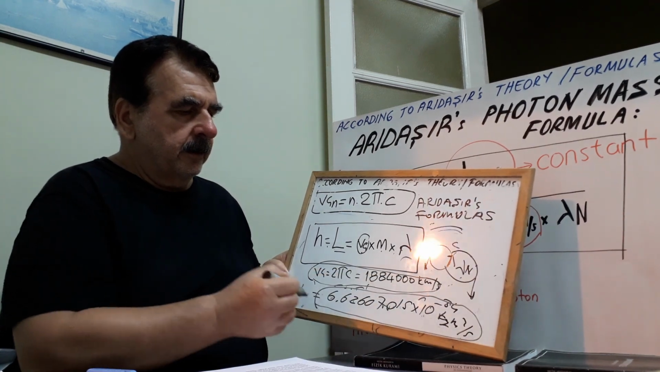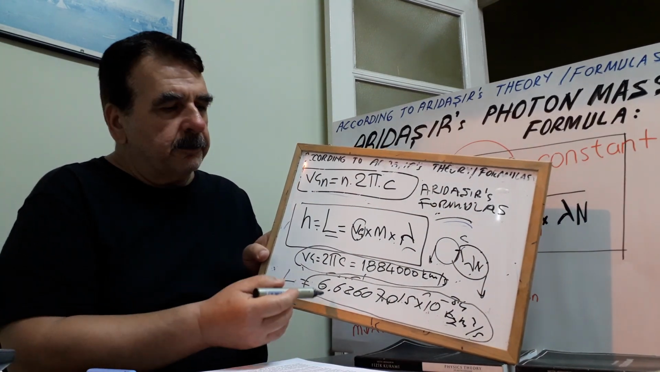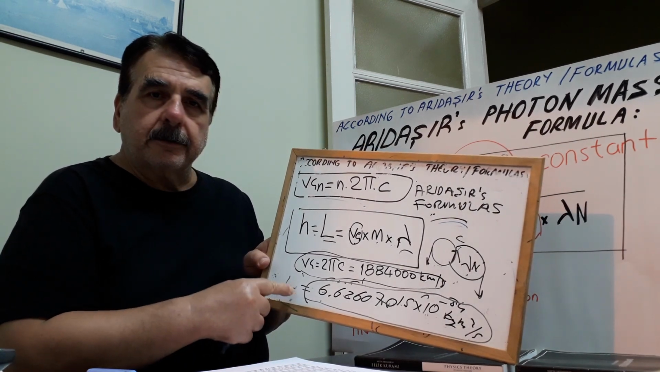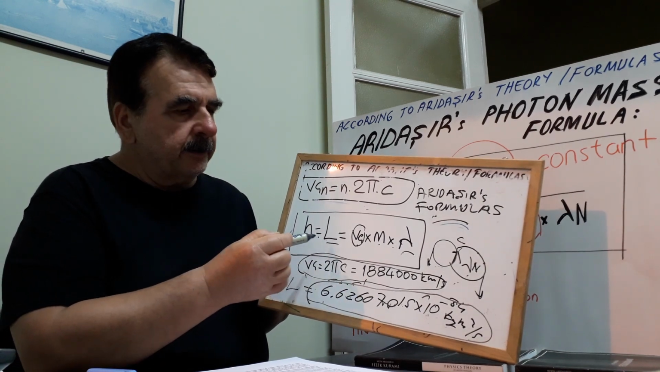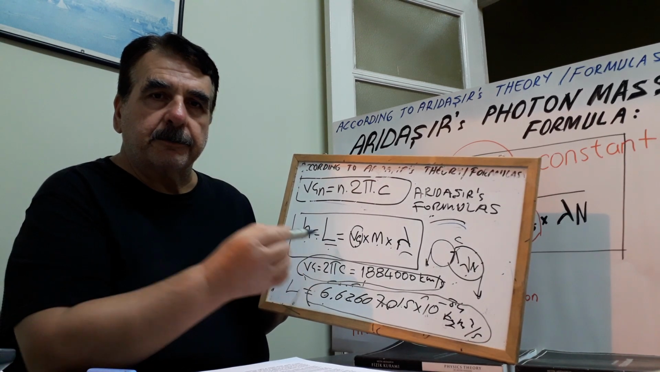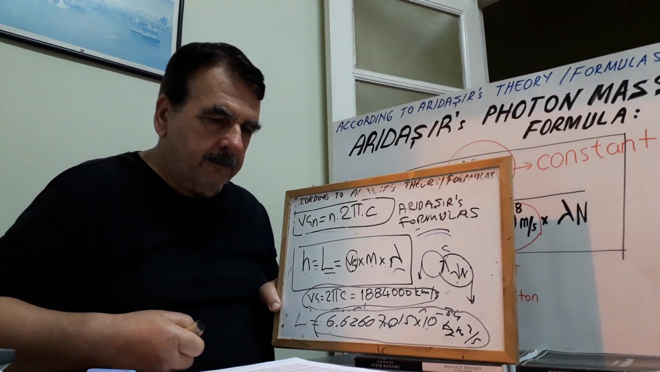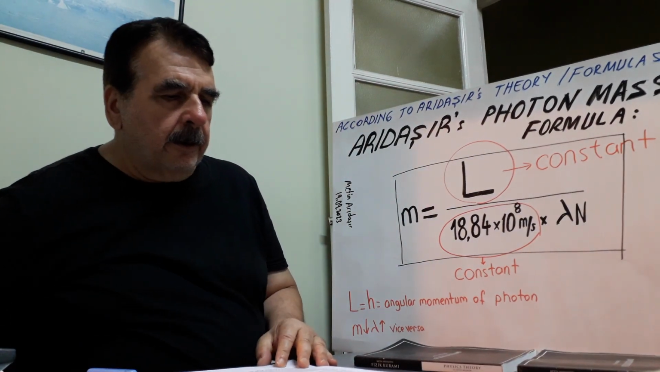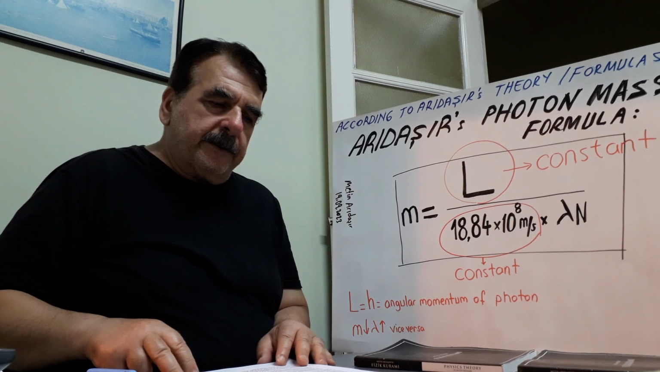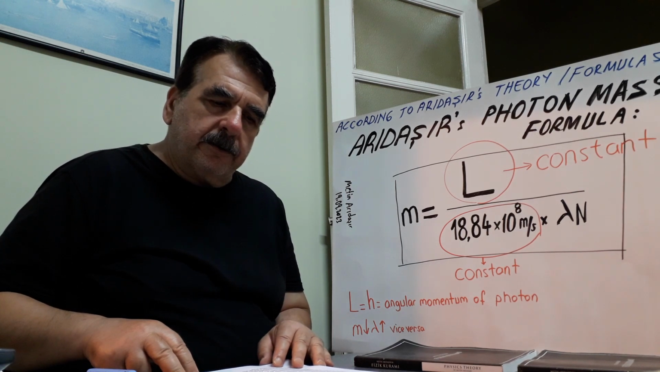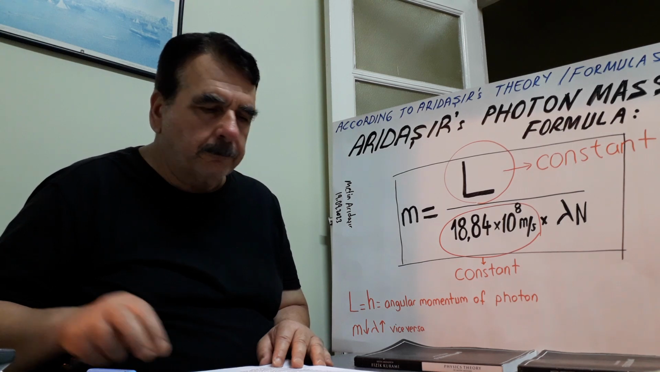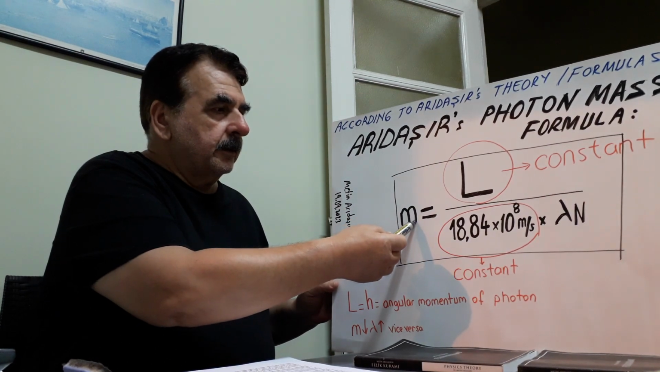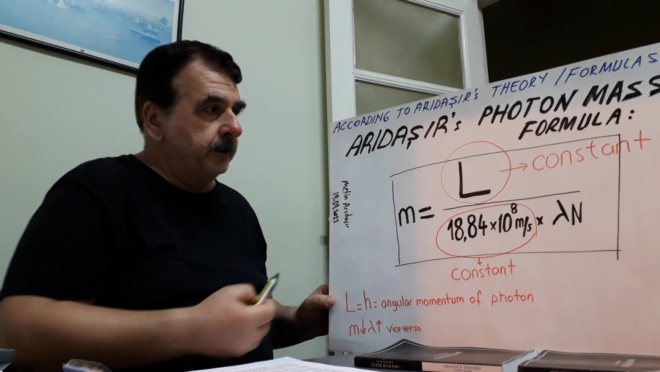This is the angular momentum of a photon. Planck's constant is nothing but the angular momentum of a photon. Yes. This is nothing but Planck's constant. Planck's constant is the angular momentum of a photon. Therefore, this is my mass formula.